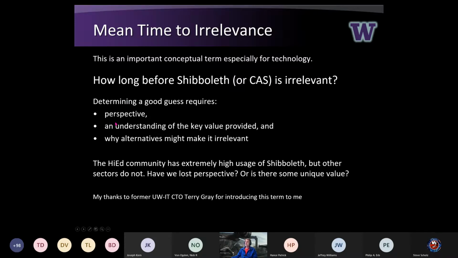Doing that, you need good perspective. You need an understanding of what the value is that's being provided by that technology. And you also need to understand what the alternatives out there are that might make that technology irrelevant.